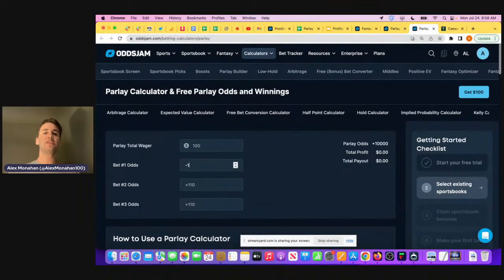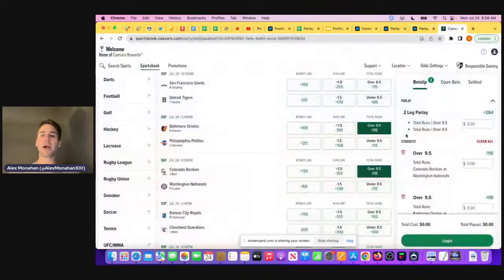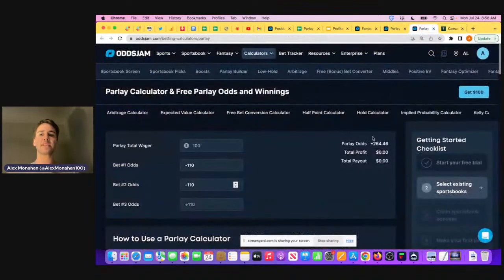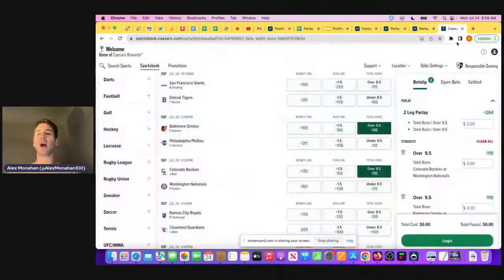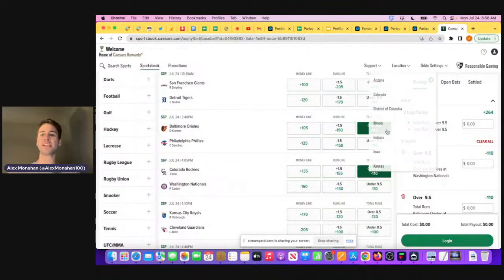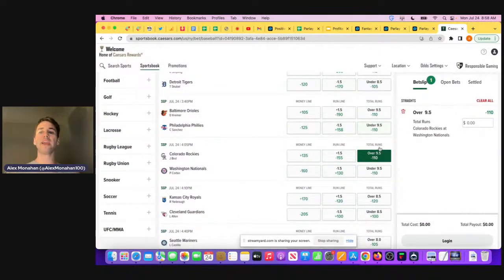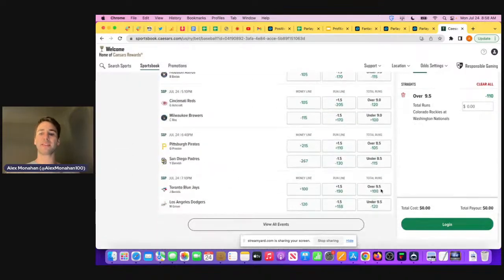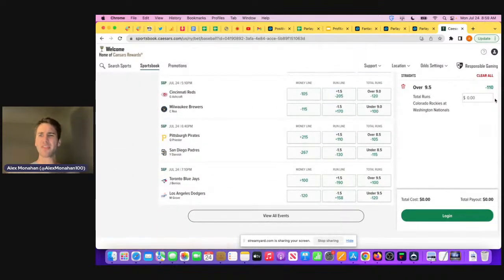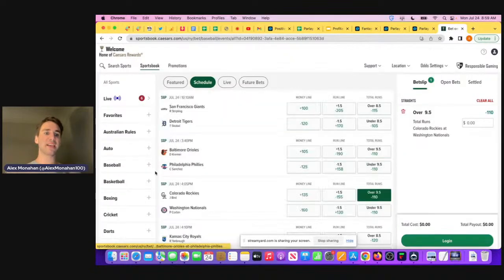Any parlay you select where both picks are minus 110 odds. This is just a parlay calculator from OddsJam. Both legs are minus 110. Our parlay comes out to plus 264 odds, which is exactly what you see on Caesars. If I switch this to under, also minus 110 odds, I'm still getting plus 264, right? Your parlay odds are quite simply just based on the odds of each of the legs in your parlay.